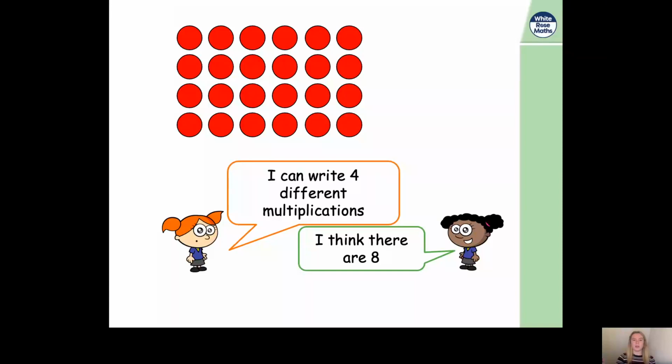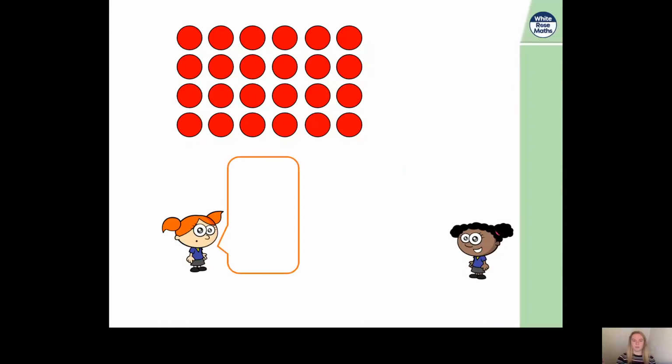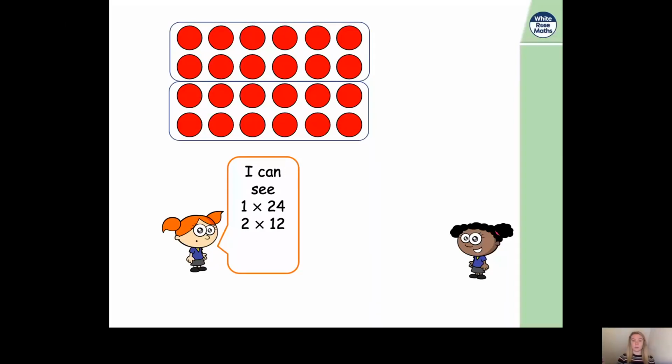Okay, shall we see if you were right? So, first one, 1 multiplied by 24. That's what I said, wasn't it? There's a group of 24 counters. What about if we did 2 multiplied by, what would it be? Would it be 2 multiplied by 12, wouldn't it? There you go. There's two equal groups of 12. What about 3 multiplied by, what would that be? Yes, it'd be 3 multiplied by 8, because we can make with those counters 3 equal groups of 8.